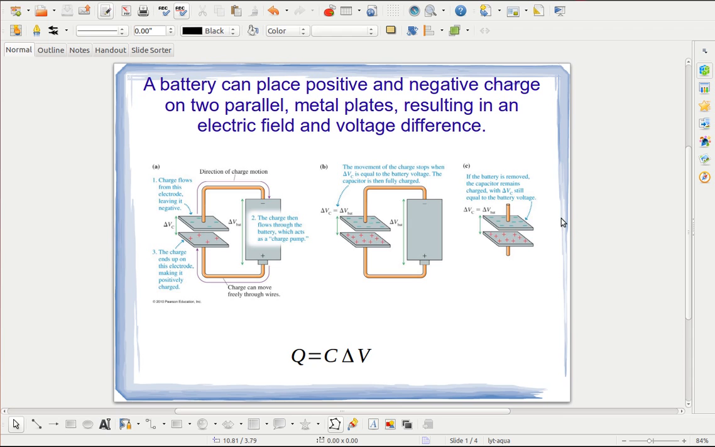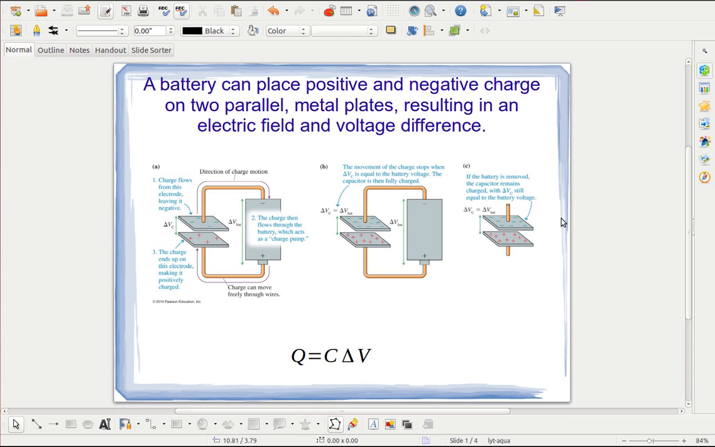When you connect the wires of the battery to the parallel plates, negative charge and positive charge will develop until the potential difference across the plates is the same as what the battery provides. So we saw that the more charge you build up, the more voltage there will be, and the two are directly proportional to each other. And so one way to represent this idea is to say that the charge is proportional to the voltage difference across the plates, and that the constant of proportionality is called the capacitance of the parallel plates.